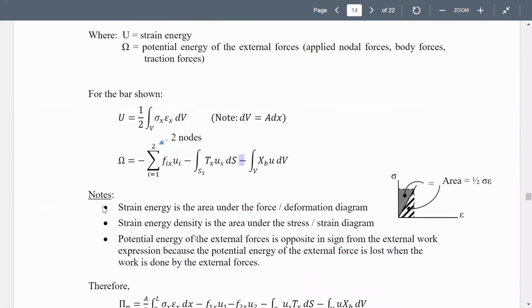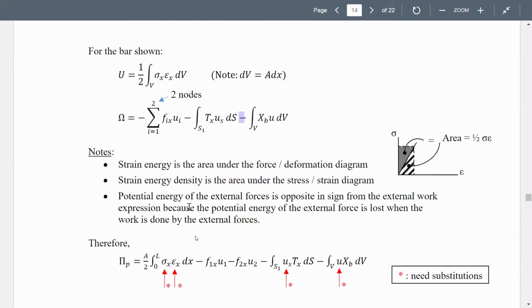A couple of notes here. Strain energy is the area under the force deformation diagram. Strain energy density is the area under the stress strain diagram. And potential energy of an external force is always opposite in sign from the external work expression. So potential energy is always the negative of work, because potential energy of an external force is lost when the work is done. So it is always in the negative direction of that.